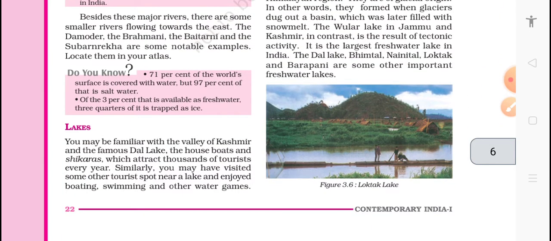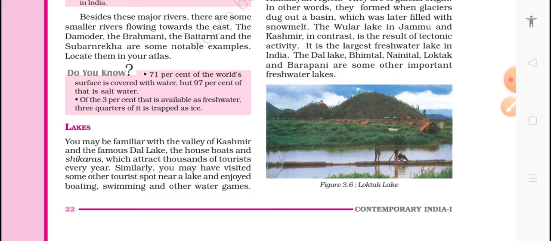So here now, okay, here is another piece of information. Do you know? 71% of the world's surface is covered with water, but 97% of that water is salt water. Of the 3% that is available as fresh water, 3/4 of it is trapped as ice. So 1/3 is present in the form of ice and glaciers, and the running water is only 2/3%.